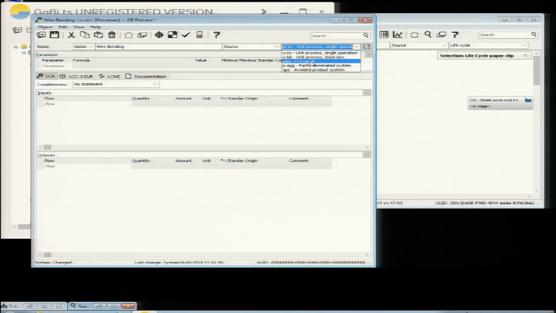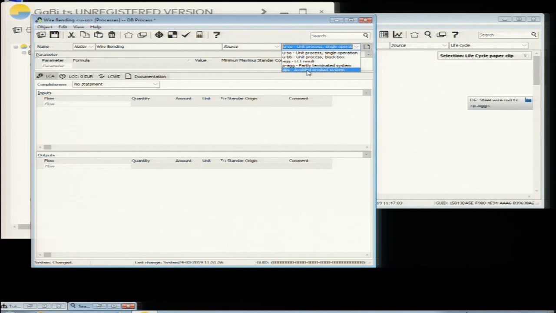So, this kind of data set is often referred to as a cradle to gate system. As I said, cradle means from the very birth, from the extraction of ore, to gate is the point where we are putting this process. Now, this is PAG. PAG is partly terminated system. This contains the life cycle inventory data for all the processes except for one-to-one product flows that require additional modeling. Next is APS, avoided product system.